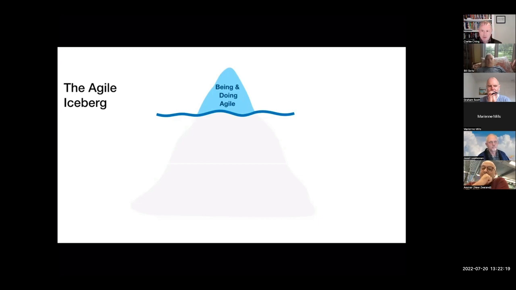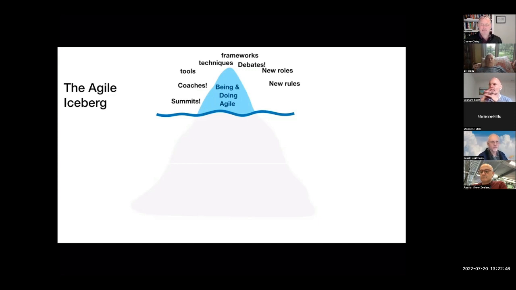And you see the little iceberg shape here. We've got this shallow view of Agile that we're focusing on, and it's very much focused on the inside of the bank. You know, like SAFe, it's got a safe inside the bank. It's focused on the inside. And you'll get lots of stuff going on there. It's really quite exciting. A lot of us over the years have earned our income doing all this stuff like coaching. We'll have summits and conferences, loads and loads of techniques and debates about those. There are a lot of new roles, new rules. Last year's new roles and new rules will get replaced with newer roles and newer rules. It's all this activity that's focused on being and doing Agile.